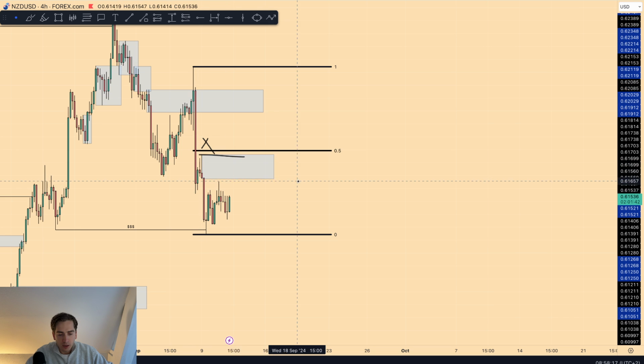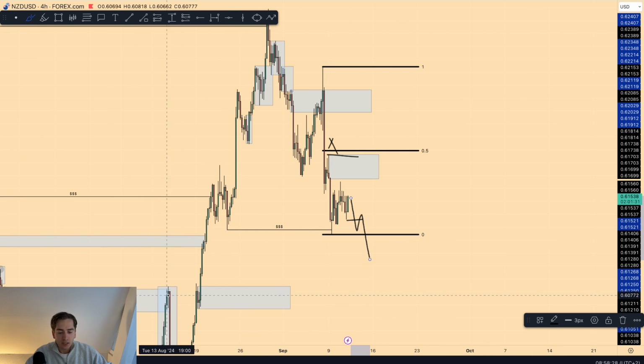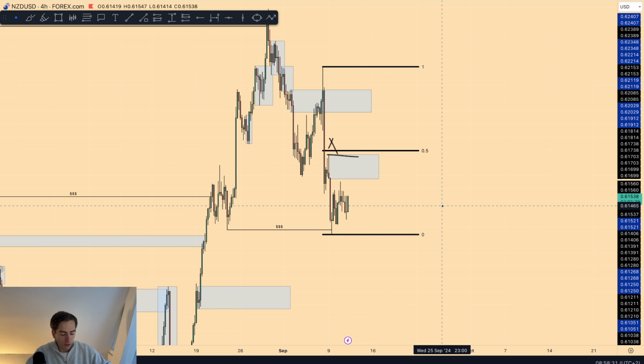If you refine this supply zone, there is also still a supply zone up here. So I would not yet be interested in getting into any shorts on NZDUSD until we see that bearish momentum kick in and we start breaking the lows again. Then there is still a lot of room for it to fall down lower.